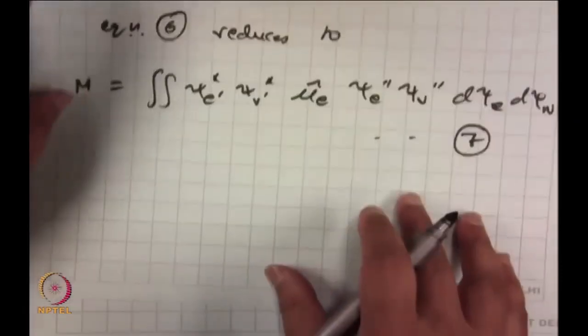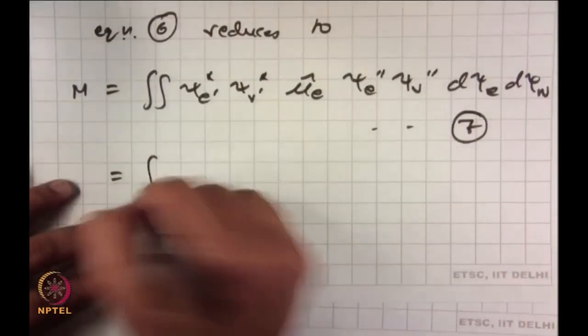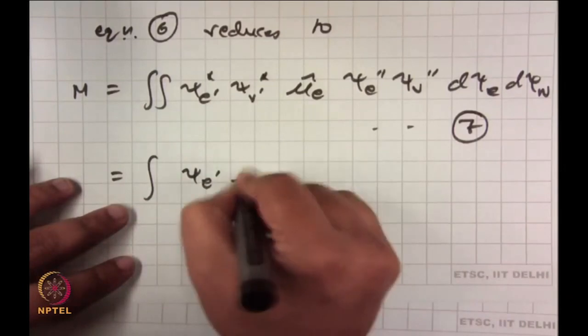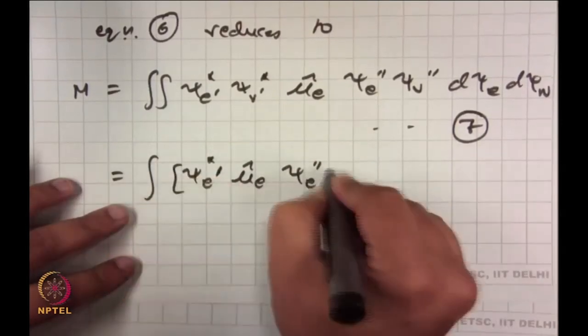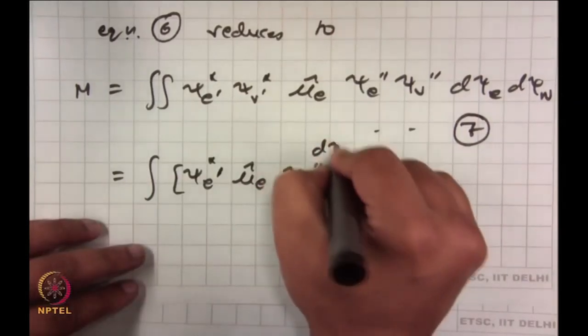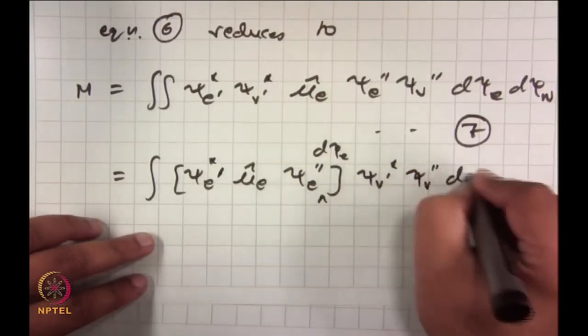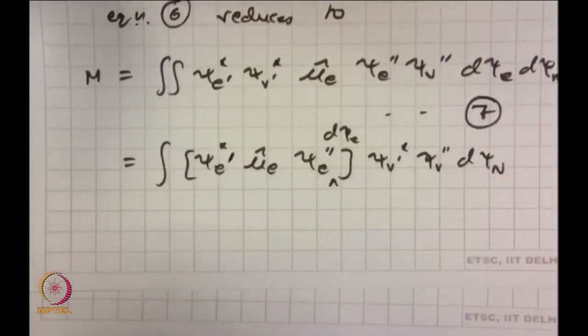Now here too, I can bunch it into two groups. What are the groups? This would be equal to the integral of psi e prime star mu e psi e double prime d tau e, times the integral of psi v prime star psi v double prime d tau n. I always forget the volume element, which is d tau e. I have already clumped it into two.